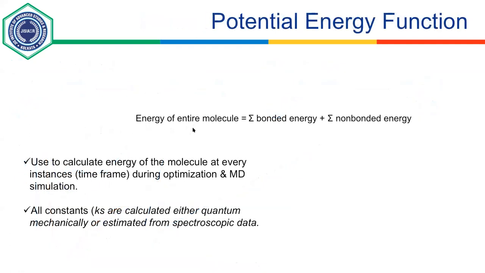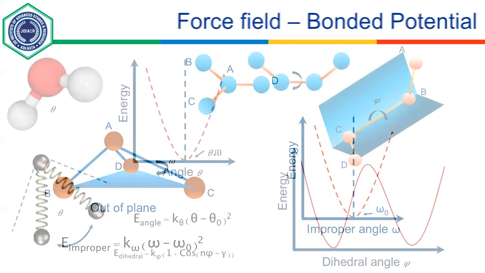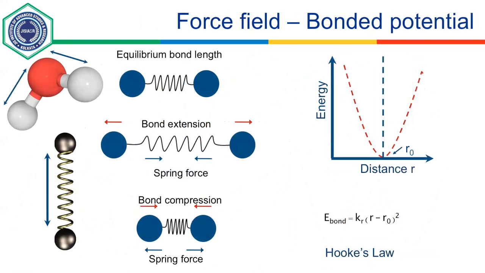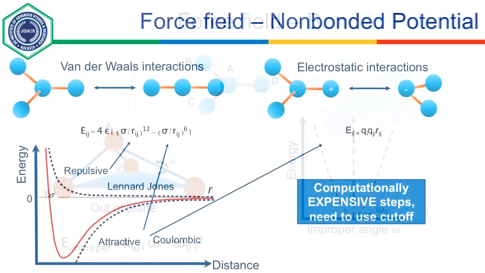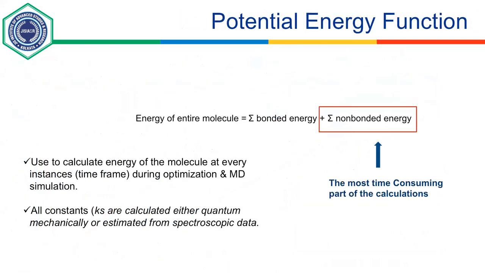As per the definition of force field, it is a potential energy function. The energy is calculated from the contribution of all bonded terms plus all non-bonded terms. So to remind again, all constants. In the previous slides, you will see all the constants here, K omega, K theta, K R, and the constants in the other terms. Everything is calculated along with the equilibrium bond length, angle, dihedral, and improper angles, which are calculated from quantum mechanics or estimated from spectroscopic experiments. So the force field is empirical.